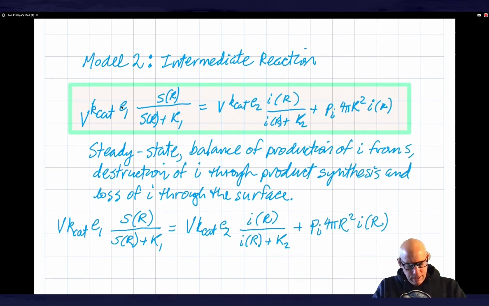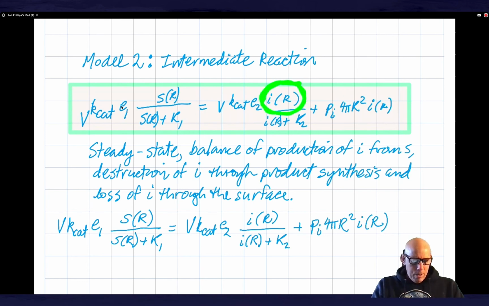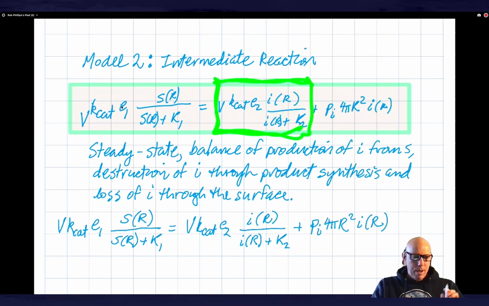Now note, S of R is a parameter at this point. I've already solved for this. It's the previous calculation. I know S of R, so it's a parameter. What I'm trying to find now is I of R. I want to know how much intermediate there is, and then I will be able to use that intermediate through this expression to figure out the rate of product formation.